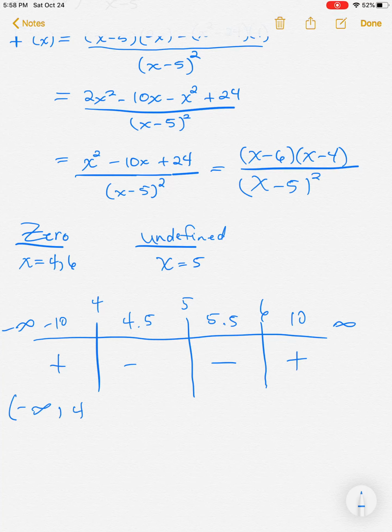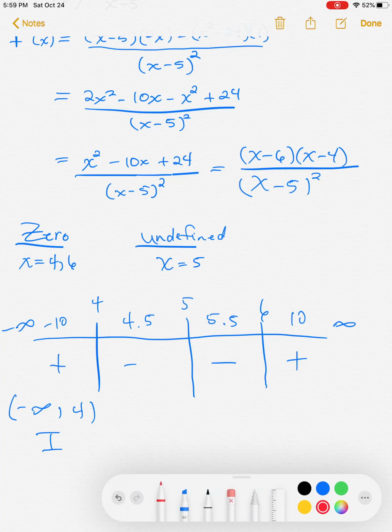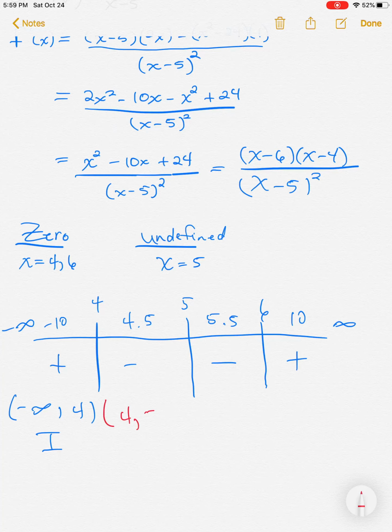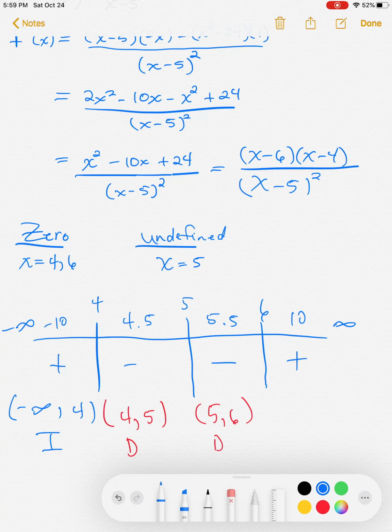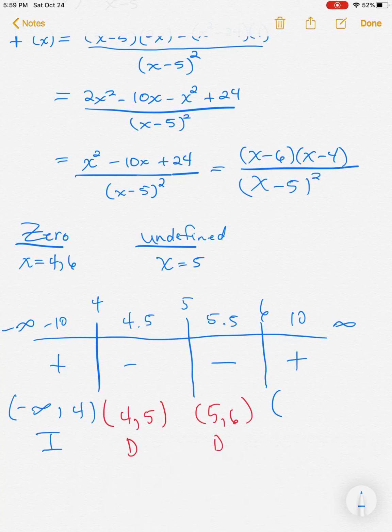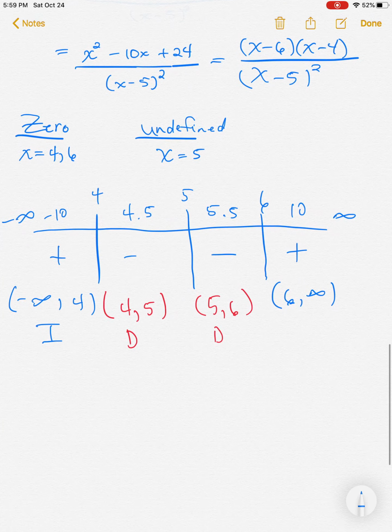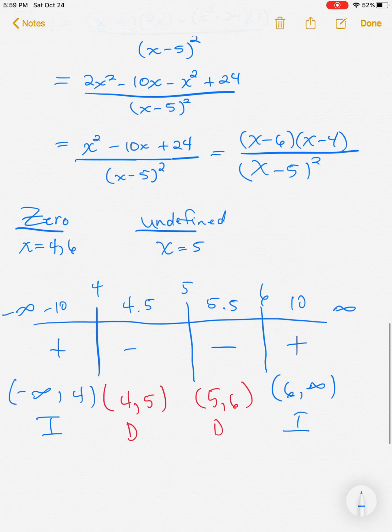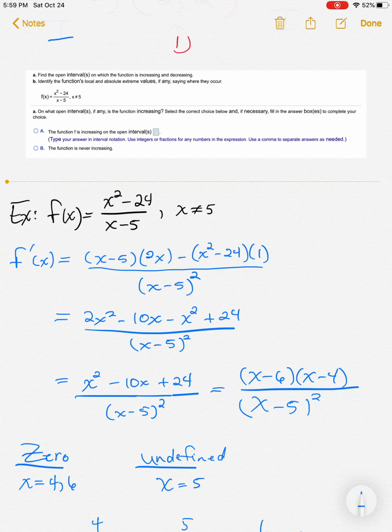positive from negative infinity to 4. We're increasing. We're decreasing from 4 to 5. And we're still decreasing from 5 to 6. And then we're increasing again from 6 to infinity. Okay? And we found the intervals of increase and decrease.